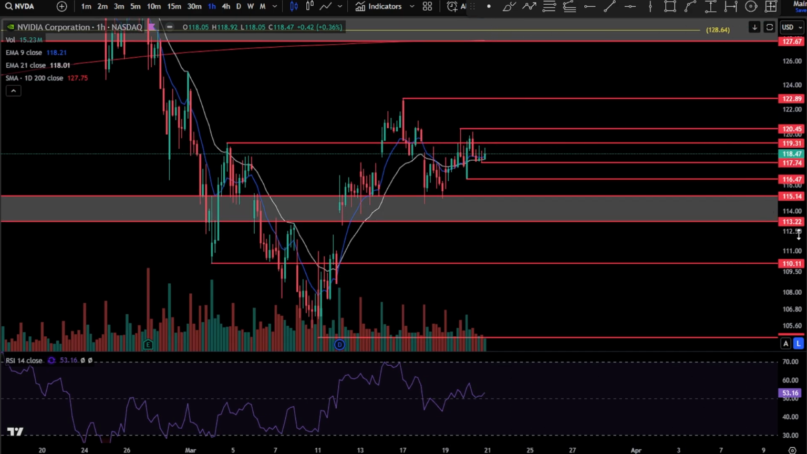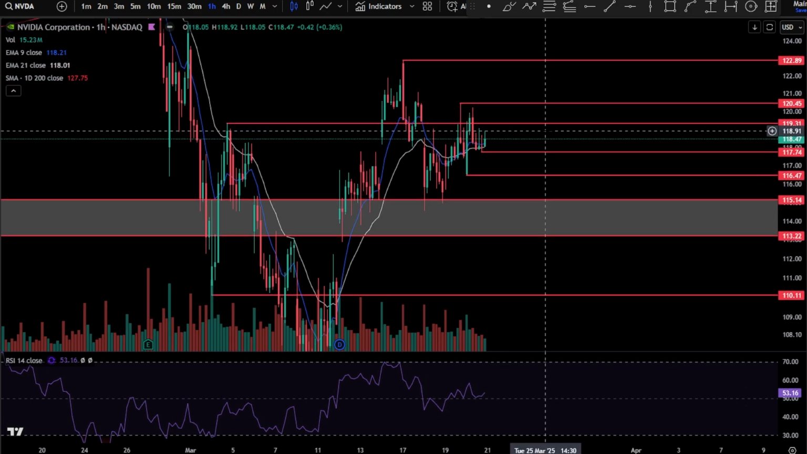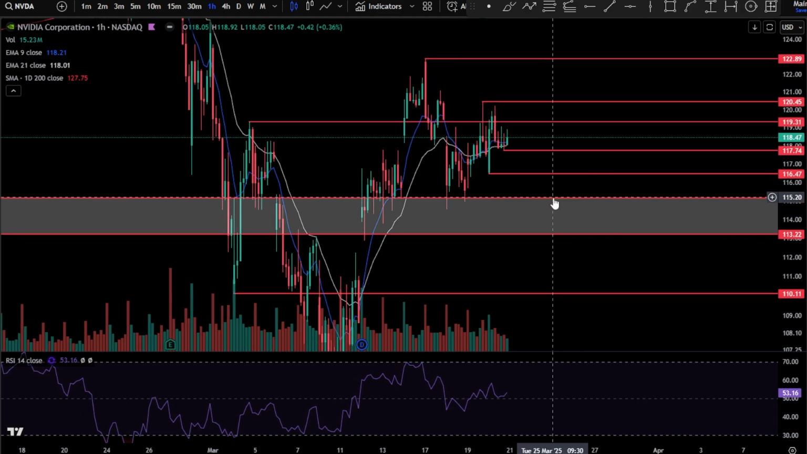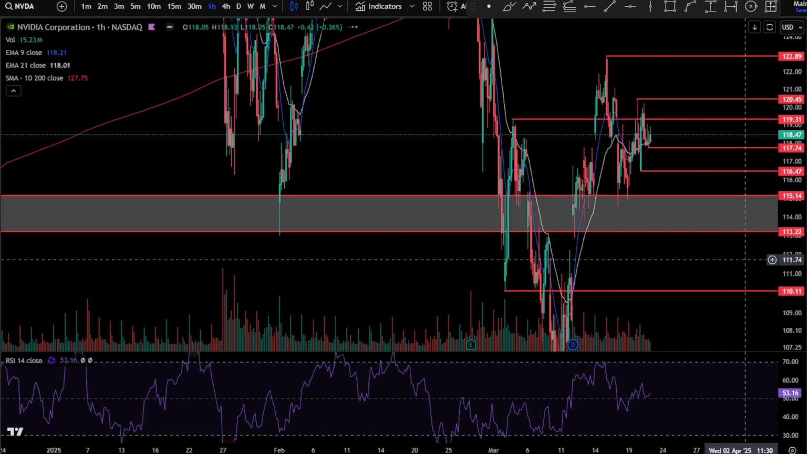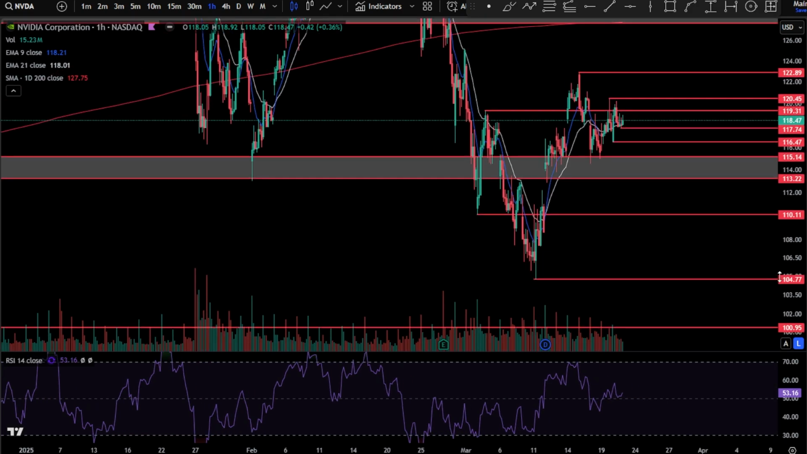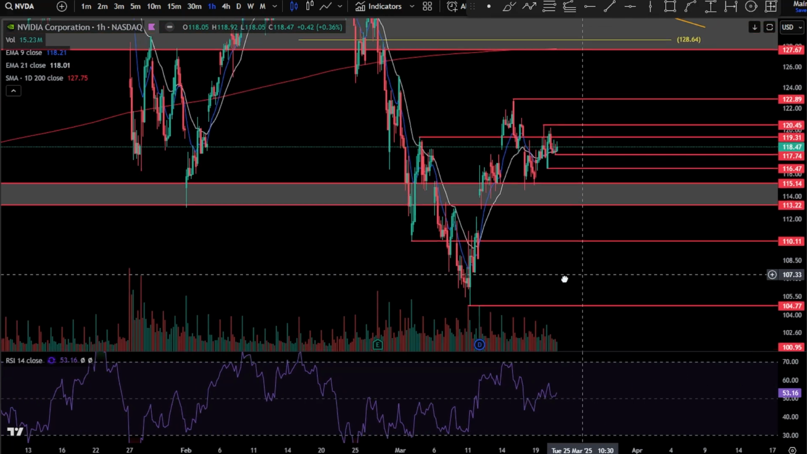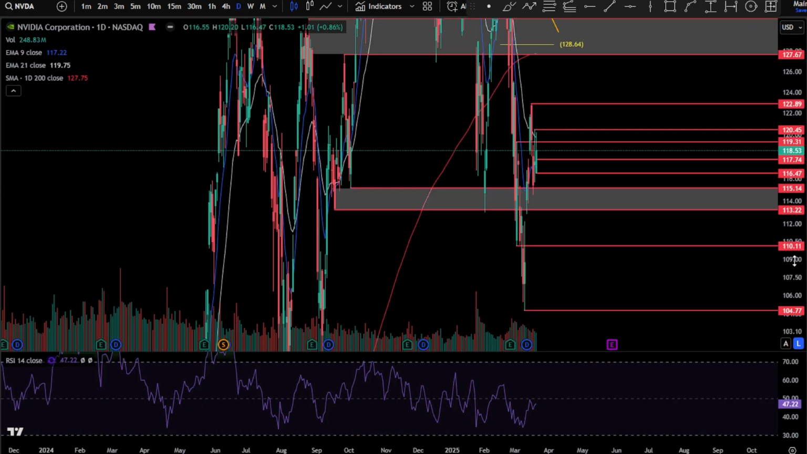On the downside, 117.74 break leads to 116.47 and then 115.14. That opens the door to 113.22. And if you do that, that's looking pretty hairy. Okay? That is all you're paying attention to, okay? You don't want to lose 113.22.